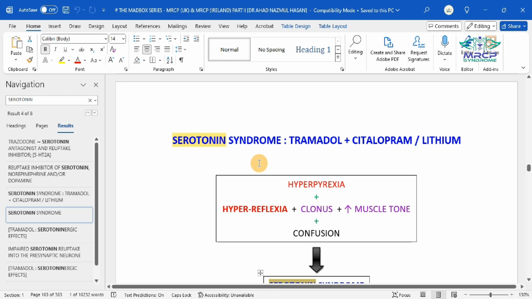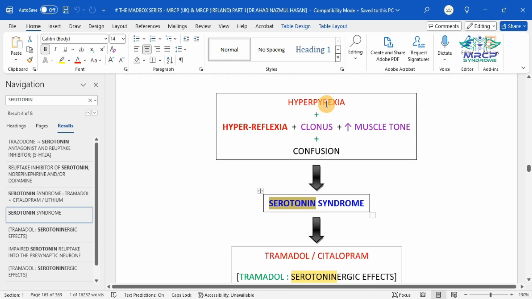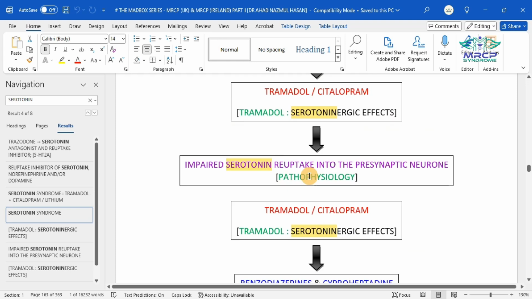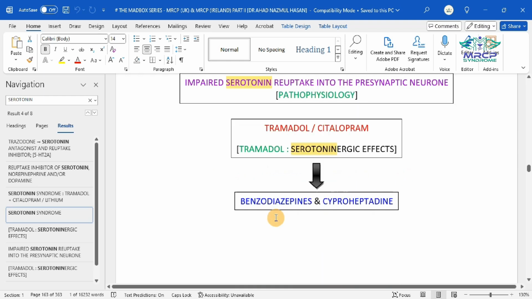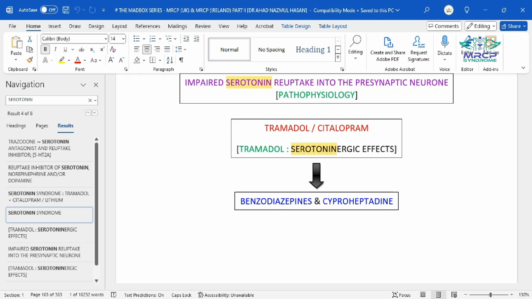This is more commonly seen when serotonergic drugs are used, like the SSRI citalopram with tramadol or lithium. The patient will come with features of hyperpyrexia, hyperreflexia, clonus, increased muscle tone. The underlying pathophysiology is impaired serotonin reuptake into the presynaptic neurons. For the management, we can go for benzodiazepine as well as cyproheptadine.